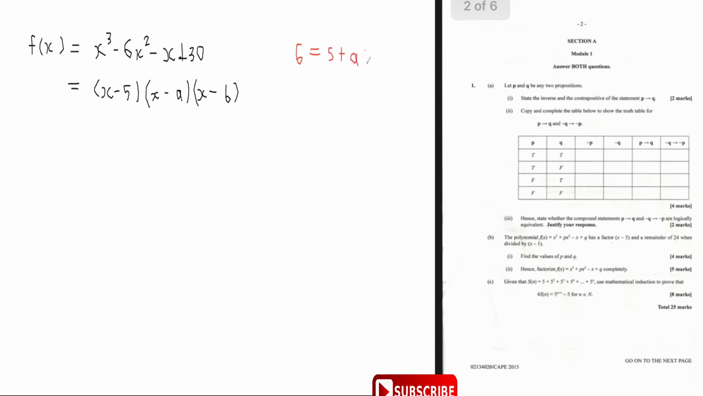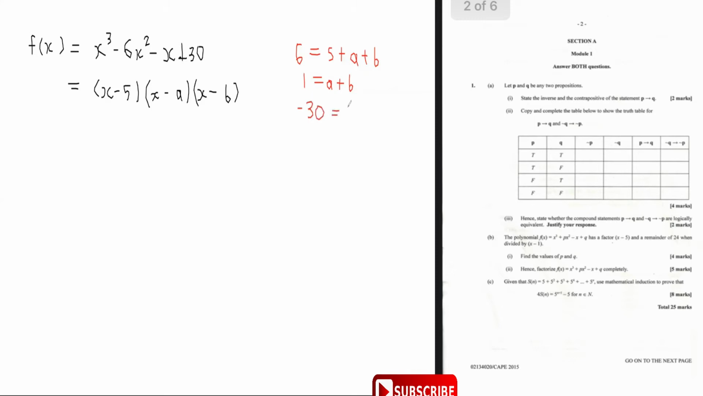6 must be equal to 5 plus a plus b. The sum of the 3 roots, which is 6, must be equal to 5 plus a plus b, and so 1 is equal to a plus b. The next thing we know is that the product of the 3 roots is negative d over a, so it's negative 30. So the product of the 3 roots is negative 30.